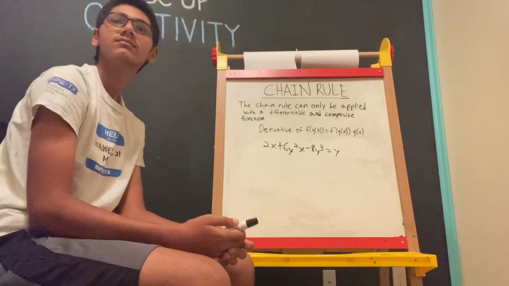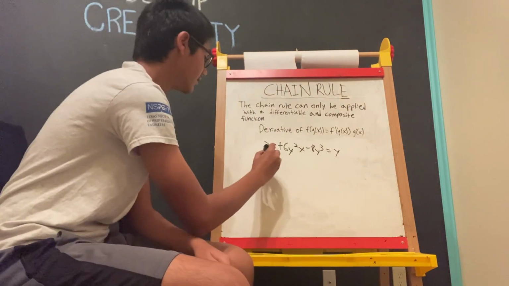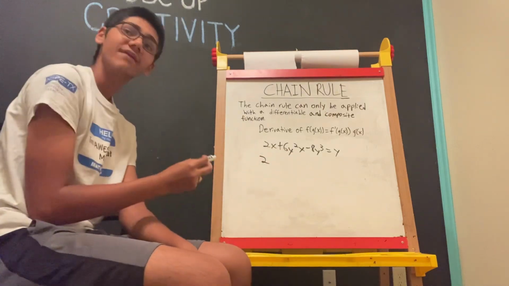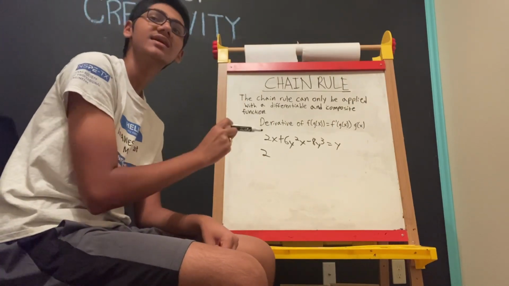Understood. Here's your last example. Now derivative of 2x obviously is 2. And now since there's 6y squared multiplied by x, you have to use the product rule again. How can you use the product rule with a y? This is known as the concept of implicit differentiation.